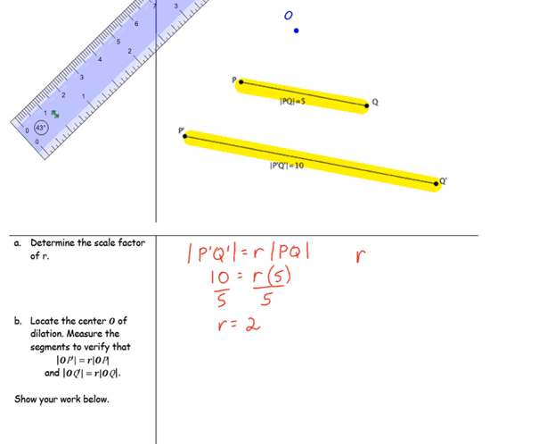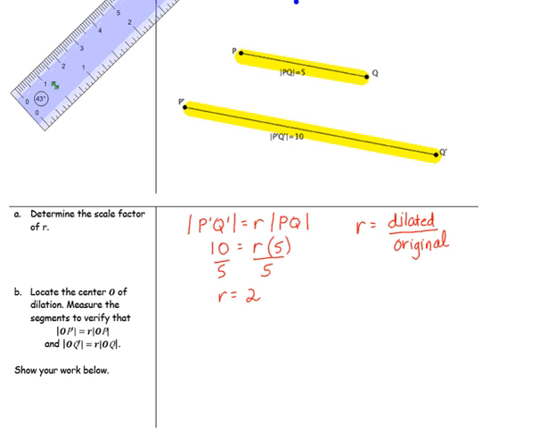You can also find the scale factor with a simple division of the dilated segment length over the original segment length. Either method will find you your scale, or your scale factor R.